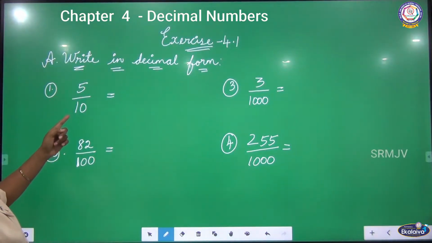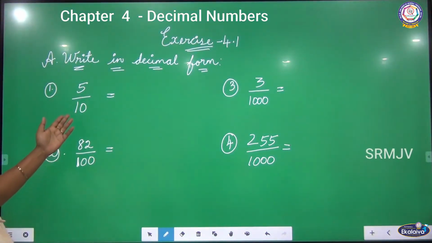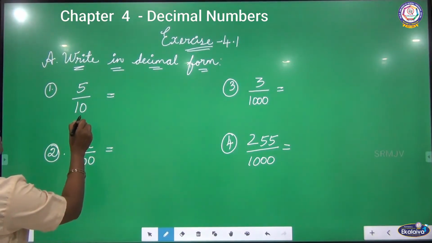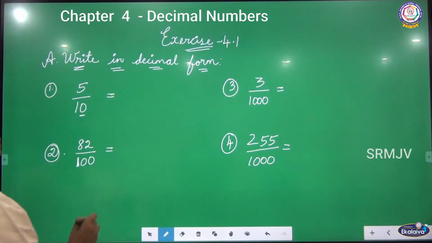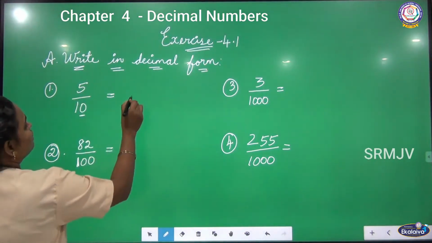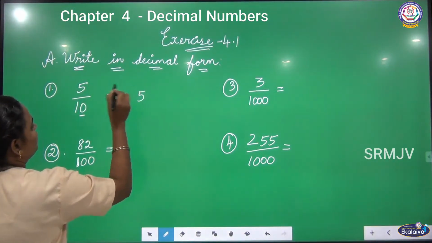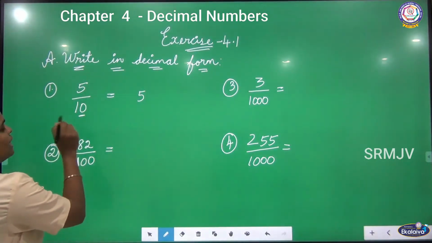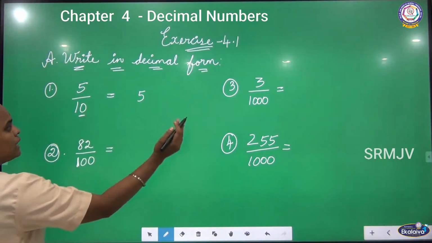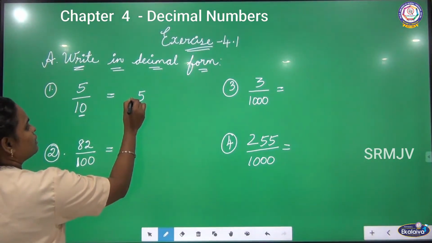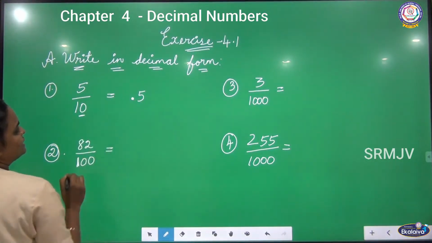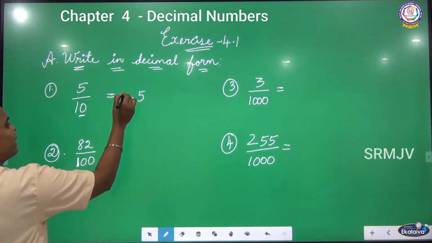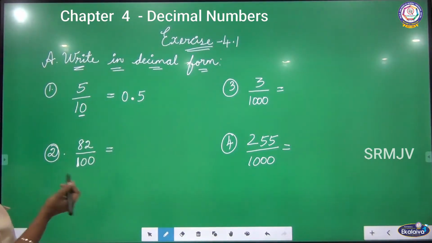So they have given the fraction 5 by 10. Look at the denominator, children. They have given 10, so only 1 zero. So what is there in the numerator? You write the numerator 5. The denominator 10, only 1 zero is there. So from the back you leave one digit, then put the dot, that is decimal. So in front of the dot, in one's place, you can write the 0, it has no value.